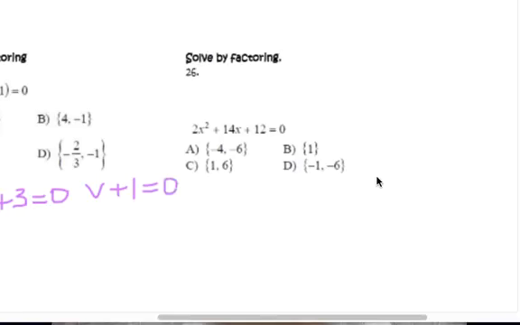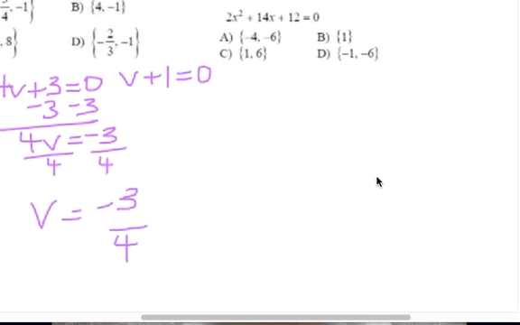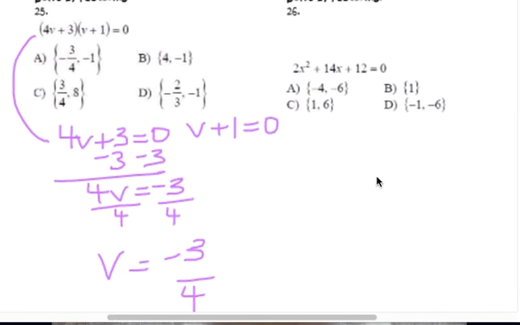Okay, in the first one we're going to subtract 3 on both sides. So 4b equals negative 3. Divide by 4. And b equals negative 3/4. Okay, and then this one's easy in your head. v equals negative 1. So which answer is that? A, very good.